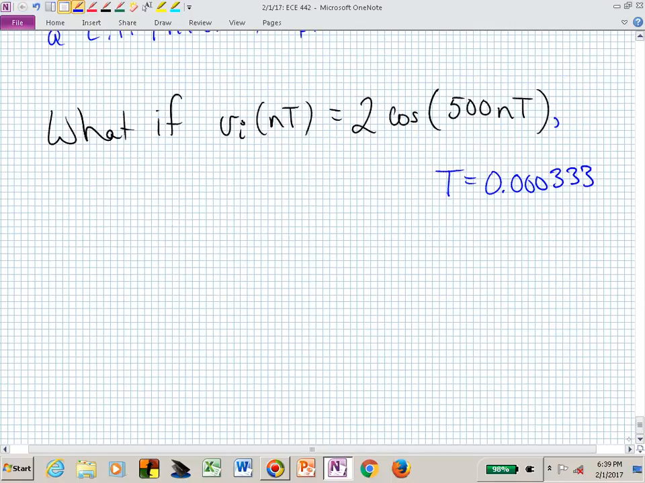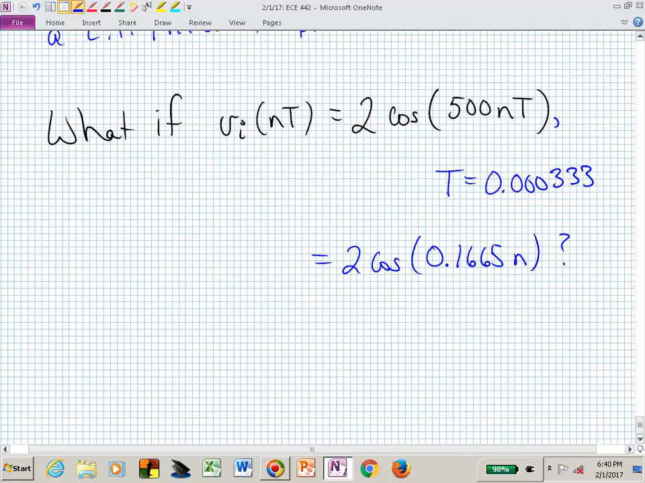So we can put that in. We can multiply 500 times this 0.000333. And that gives us now an argument of our cosine of an angle times n. Or we now have our input is 2 times the cosine of 0.1665 n.